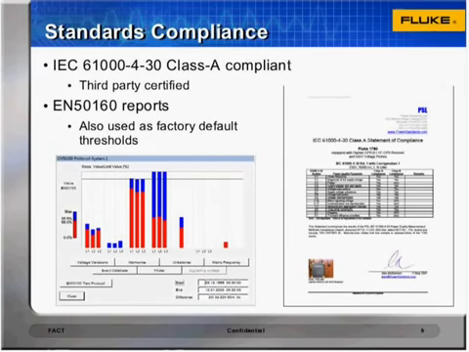EN 50160 is a European standard directed towards minimum distribution requirements. Besides generating compliance reports, the 1760 leverages this standard as the default threshold for power quality measurements, giving the user a quick and easy starting point. The EN 50160 report also is an easy-to-read display, allowing a quick pass or fail without having to dig deep into the data. The thresholds can also easily be adjusted so that the pass-fail graph meets your desired limits.